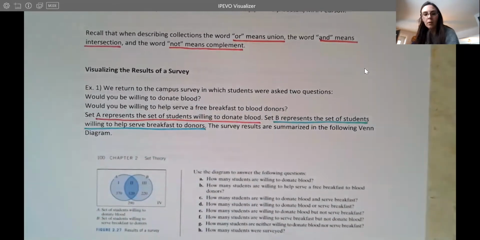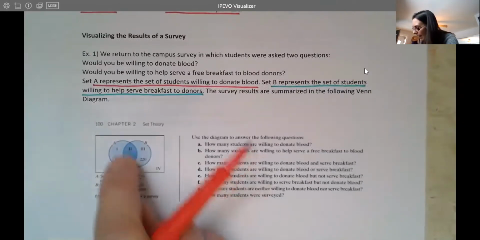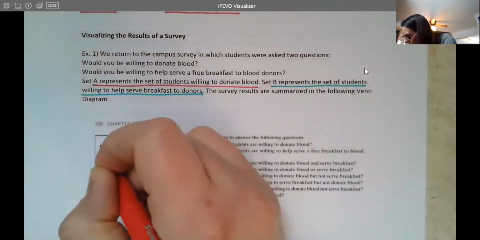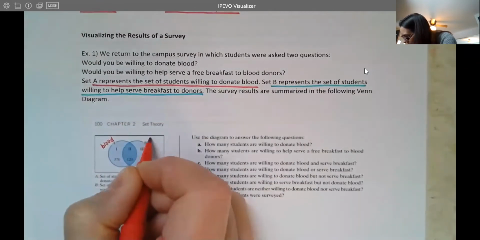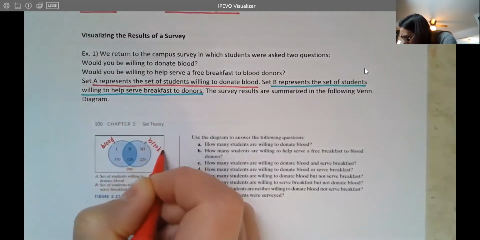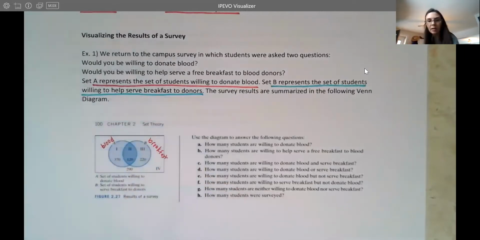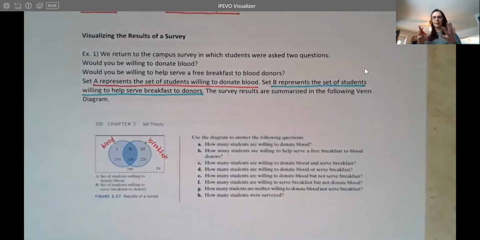Now, I'm just going to make a little note for myself that A were those who are willing to donate blood, and B are those who are willing to serve breakfast. Now, you don't have to do this. I think for me, it's just going to make it a lot easier to keep straight what A is and what B is, and then I'll be able to answer the questions faster.